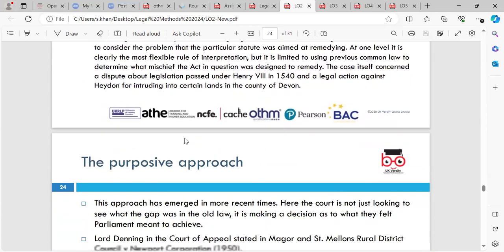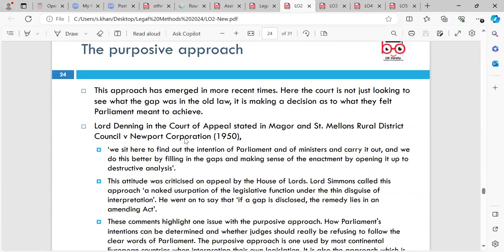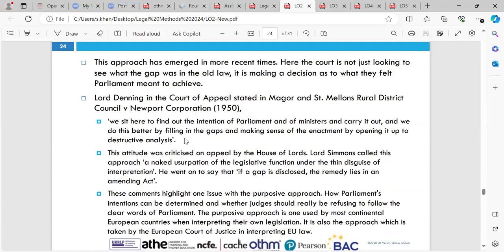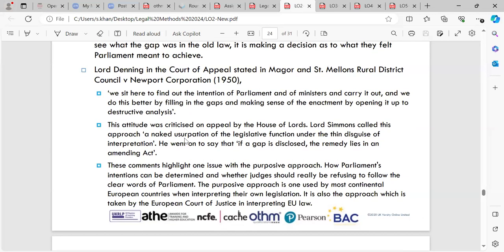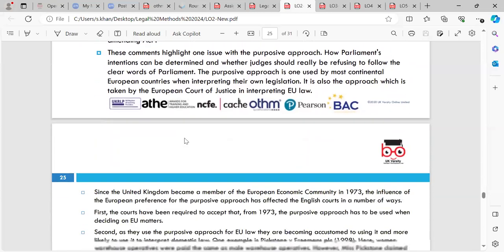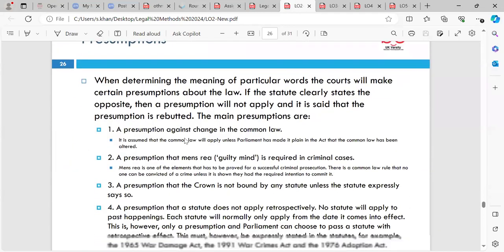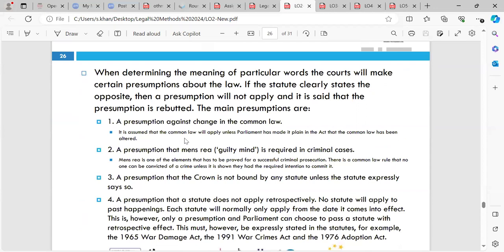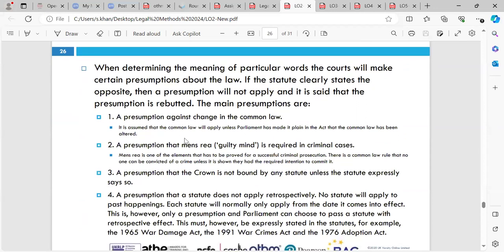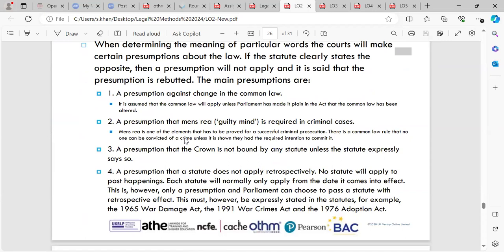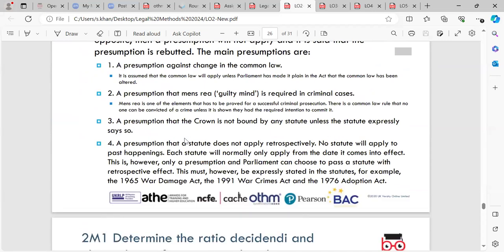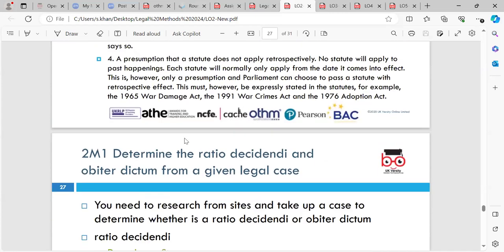that were adopted in that case. We then went on to look at the purposive approach and Magor and St Mellons Rural District Council, what the decision was, and what Lord Denning stated in that case. We then looked at the presumptions, where courts will make certain presumptions about the law, and we looked at the four main presumptions.